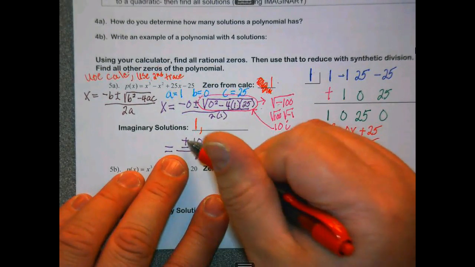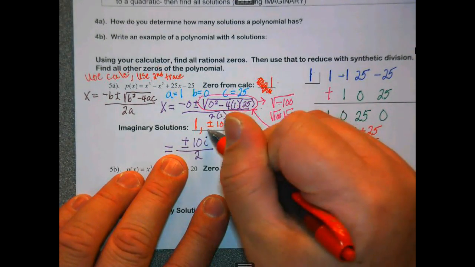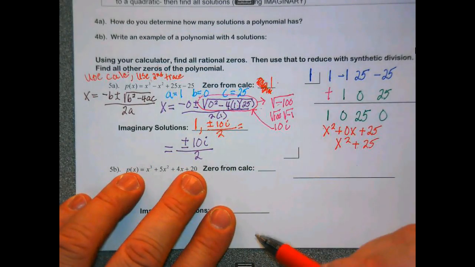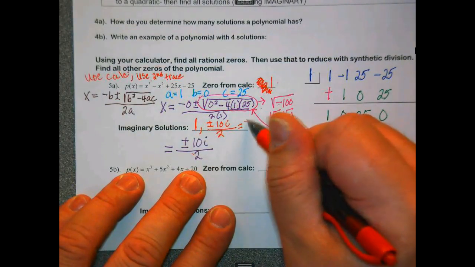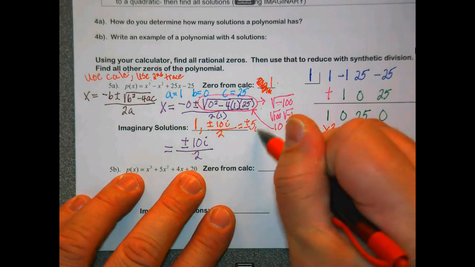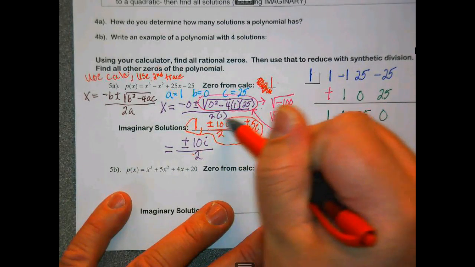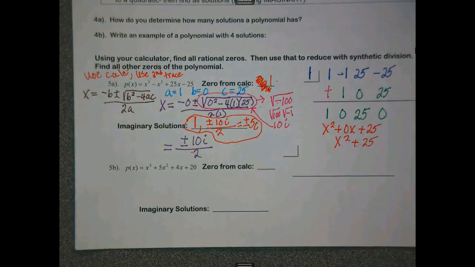I have plus or minus 10i over 2. But I would prefer that you guys simplify this. 2 goes into 10 5 times. So I'll take either one. I would prefer simplify.